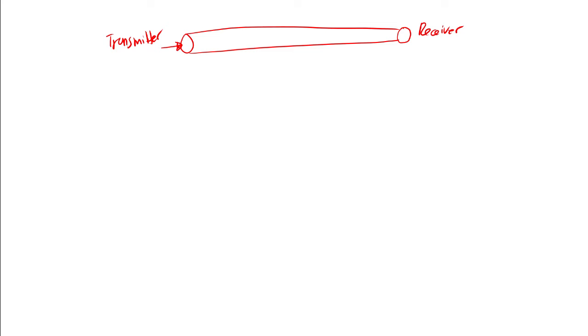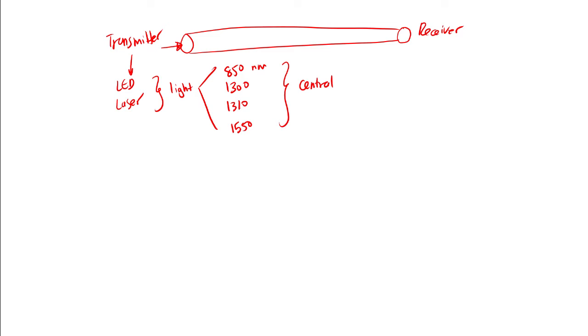So there's a transmitter, which is either an LED or a laser, and then it's sending light at a wavelength of either 850, 1300, 1310, or 1550 nanometers. And we call this the central wavelength.